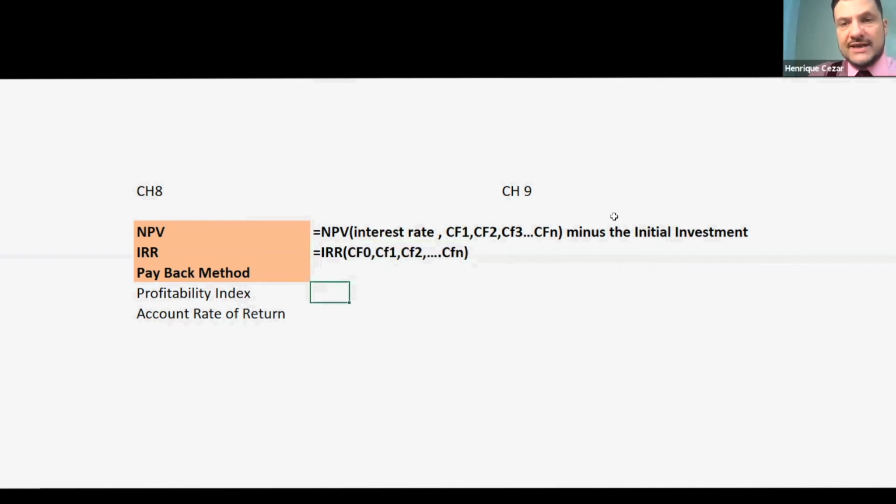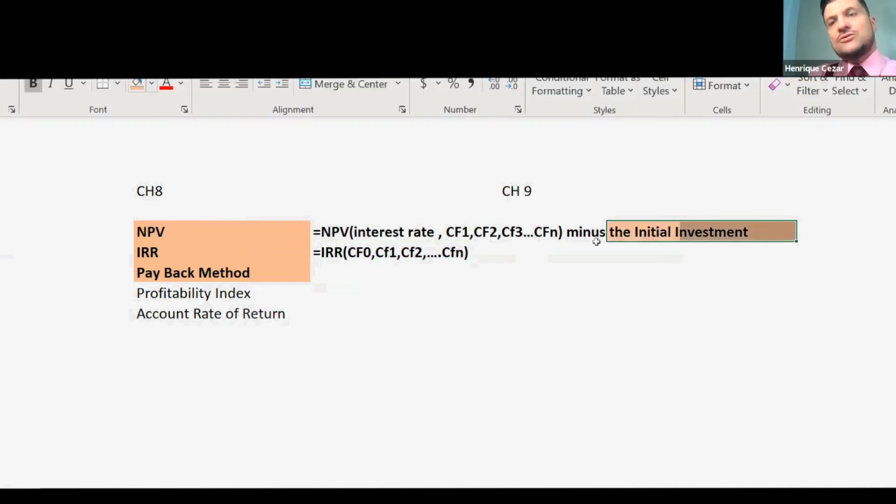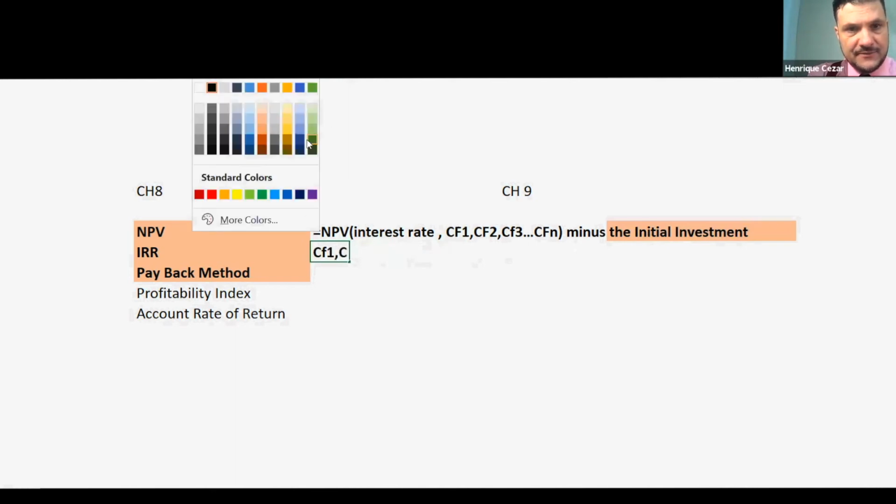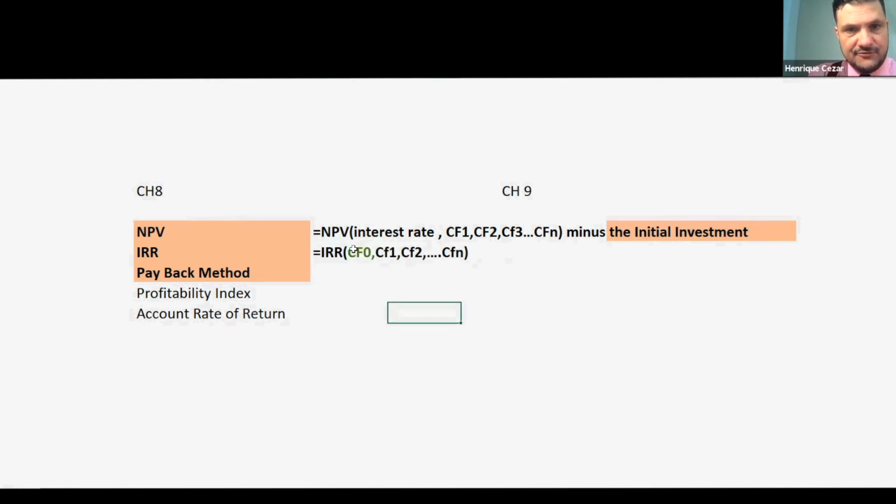All right. Notice that on the NPV, the initial investment is outside the formula, outside the parentheses. And on the IRR, your initial investment is this guy here, is the CF0, okay? And that CF0, I'm gonna put here in green, cash flow 0 is your initial investment, so it's right there, okay?